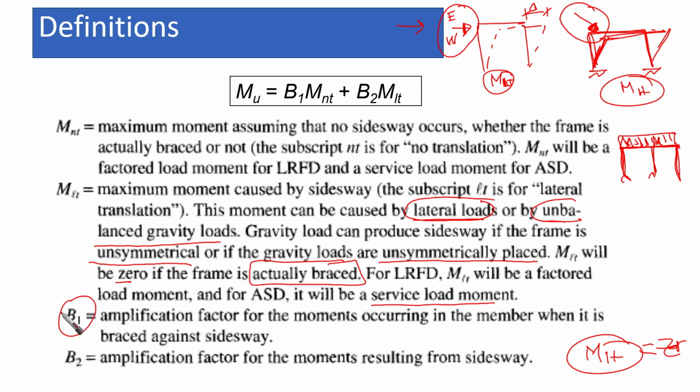And then again, we put here the definition of B1 and B2. B1 is the amplification factor for the moments occurring in the member when it is braced against side sway, which means, as I said, remember well, the two ends are not going to move relative to one another. But B2 is the opposite: it is the amplification factor for the moments resulting from side sway, if there is relative movement between the two points.